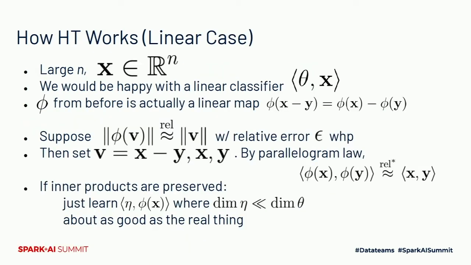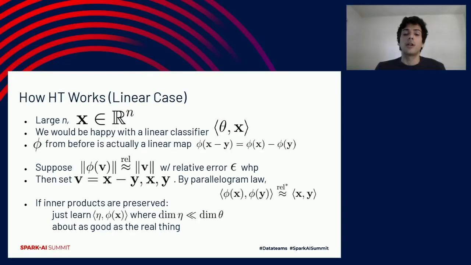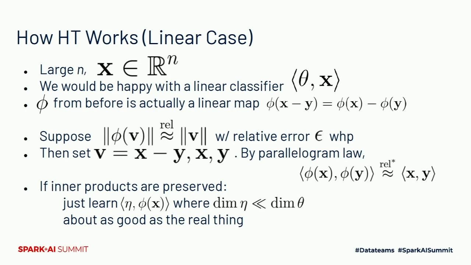Now, the reason that this works, at least in the linear case, that's what we're going to go through, is that if you're happy with a classifier on your high dimensional space, which is just a dot product between your learned coefficients and your input feature vector, then this random mapping actually preserves norm from the high dimensional space to the low dimensional one in a relative manner.